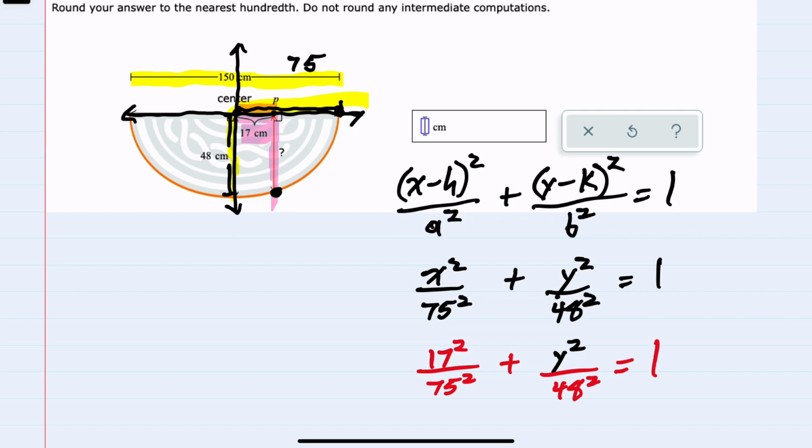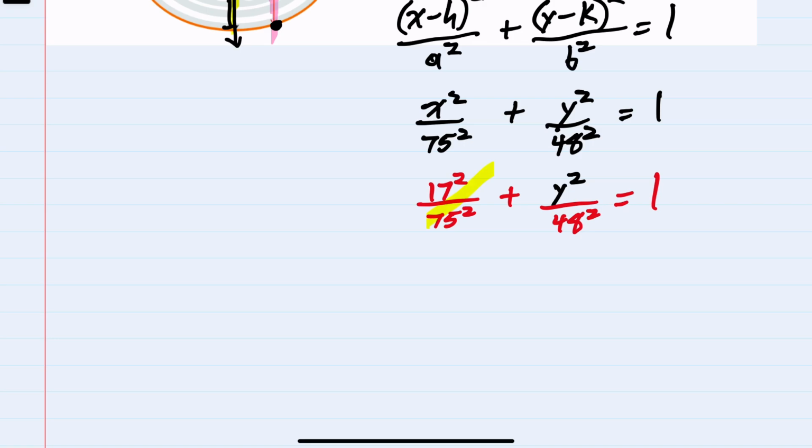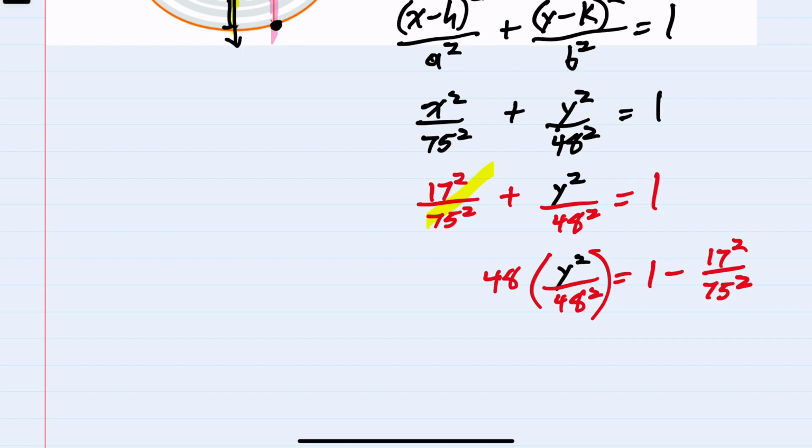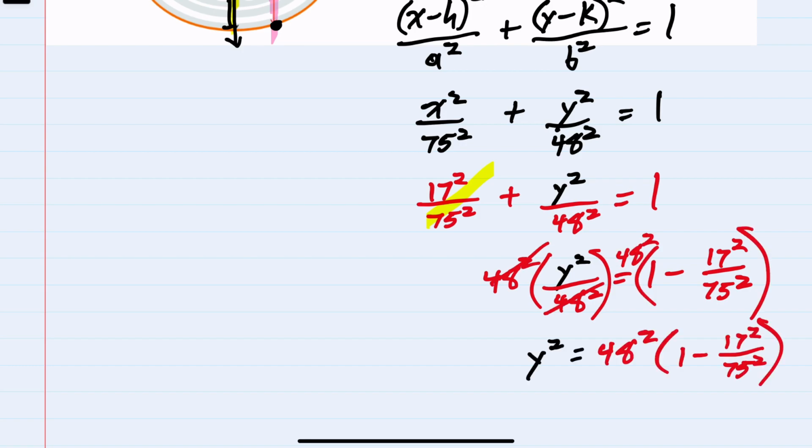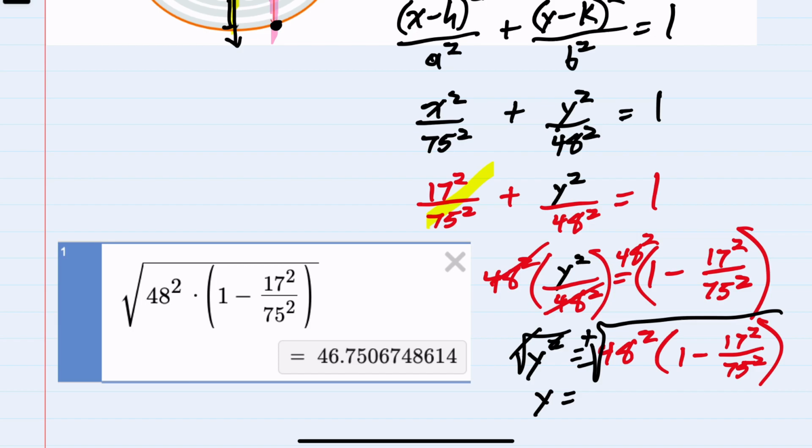1. Solving this for y, I would first subtract this term over to the other side, and then to continue solving for y squared, I would multiply both sides by 48 squared. This gives me y squared by itself, and then I could take the square root of both sides, and I would have a plus or minus. The square root and the square would cancel. So with this expression as my y value, I can plug into a calculator and get my answer.